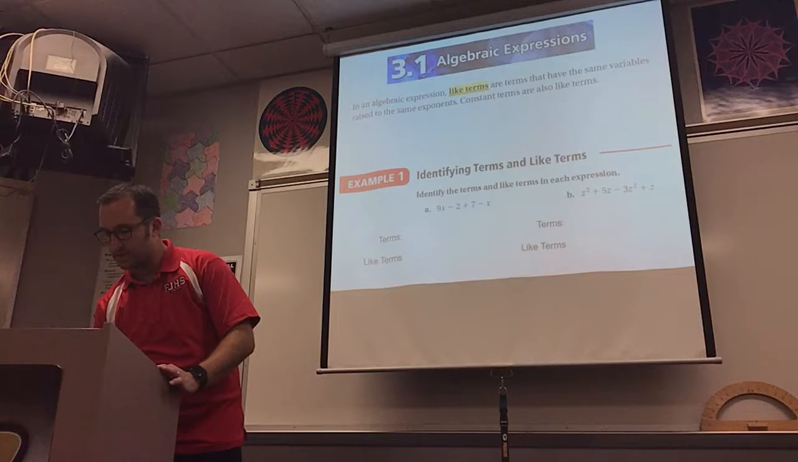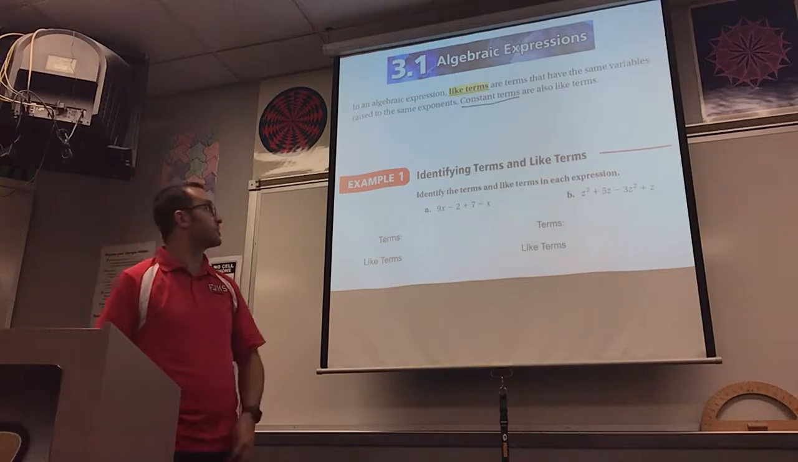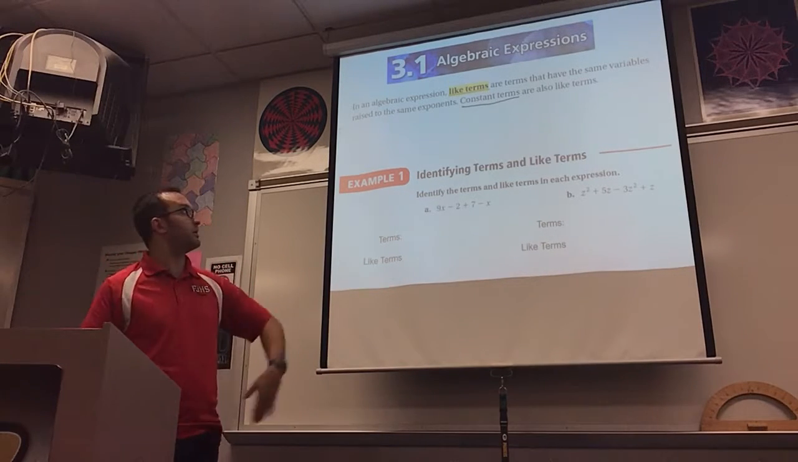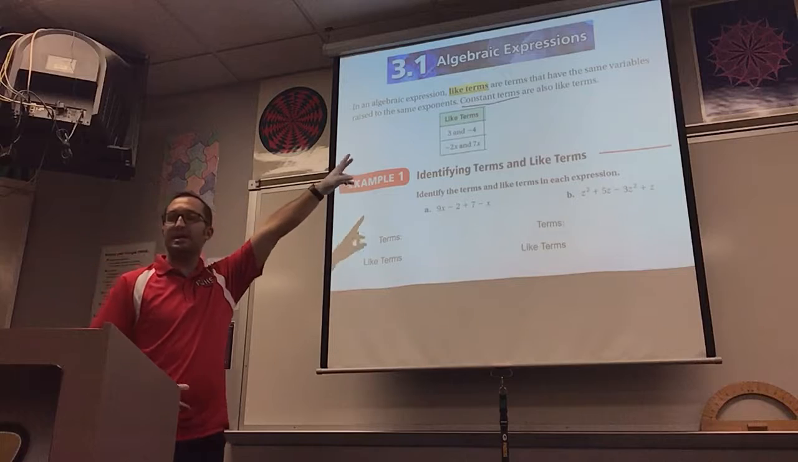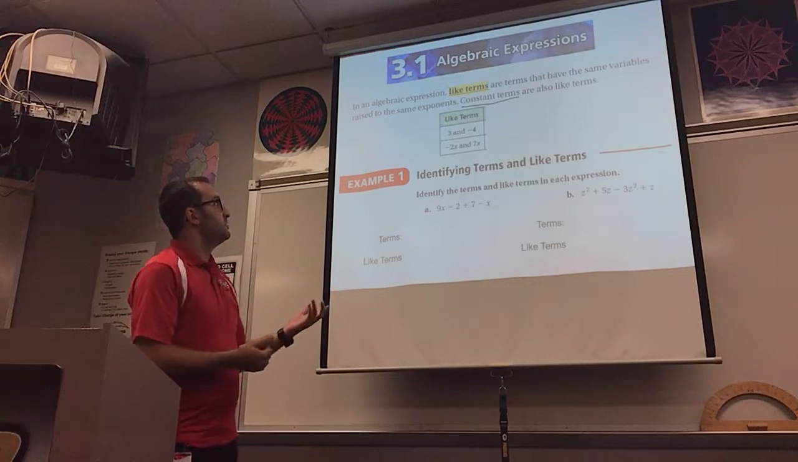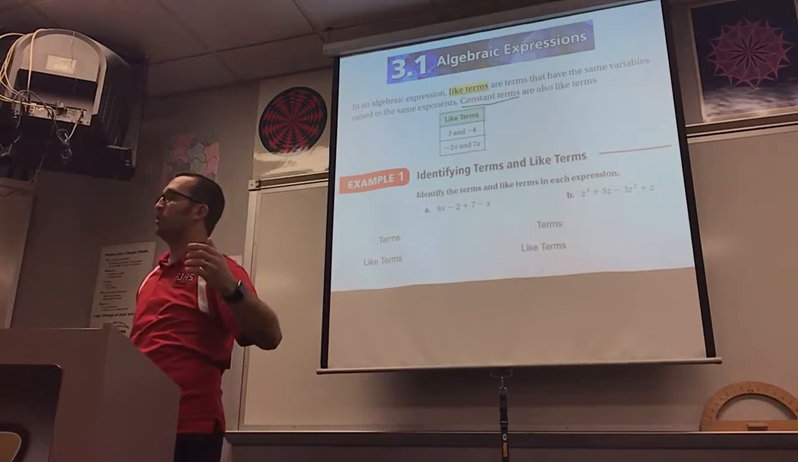Constant terms are also like terms. So constants are also like terms. Okay? So here are some like terms, right? 3 and -4. Those are both constants. -2x and 7x. They both have the same variable raised to the same exponent.